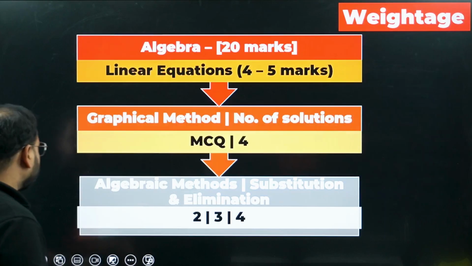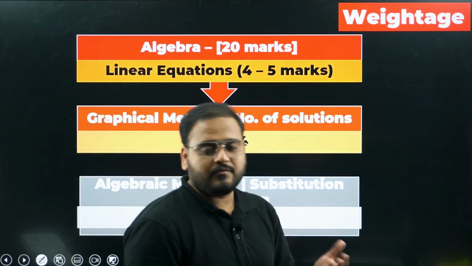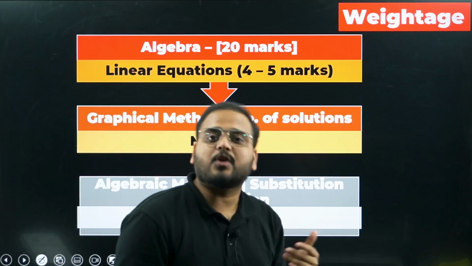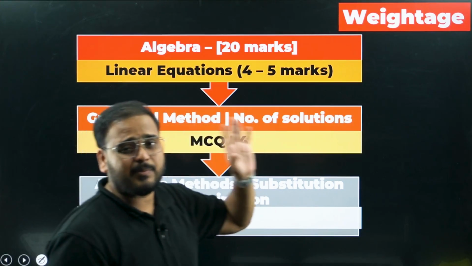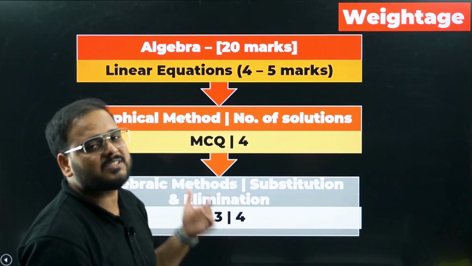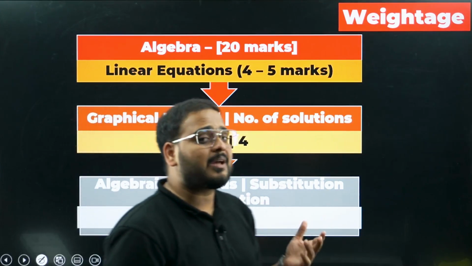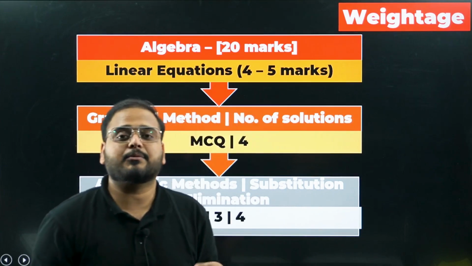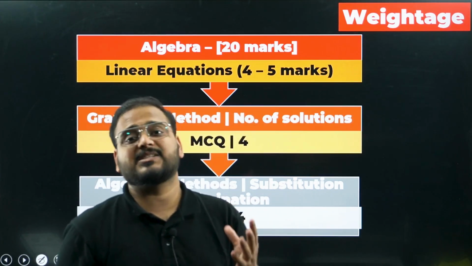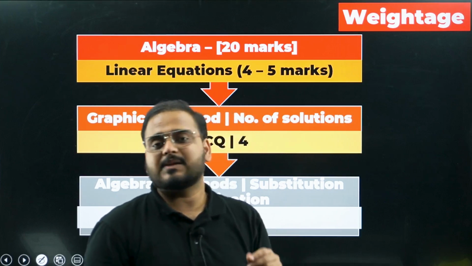Moving on, if you see the weightage of the chapter, chapter-wise weightage is not there, but you can expect 20 marks in algebra. You can expect 4 to 6 marks in this chapter. Why am I saying 6 marks? Because sometimes they give a graphical method question as a 5 marker and they also give an MCQ. So 6 marks you can expect at maximum, and minimum 4 marks.